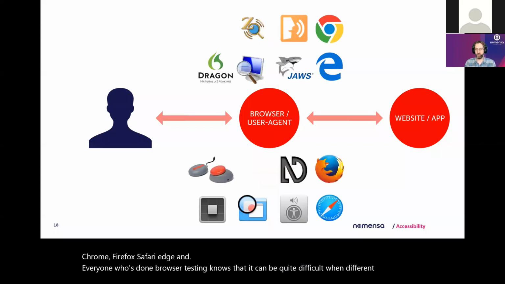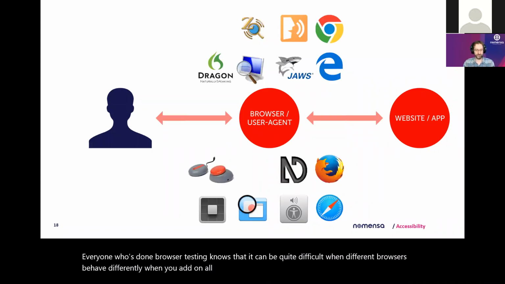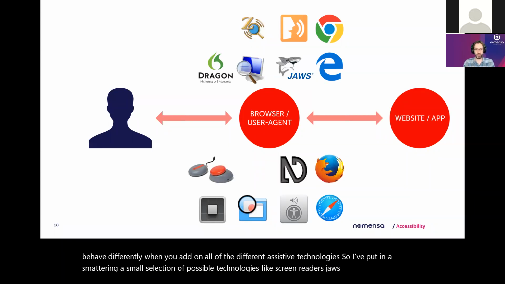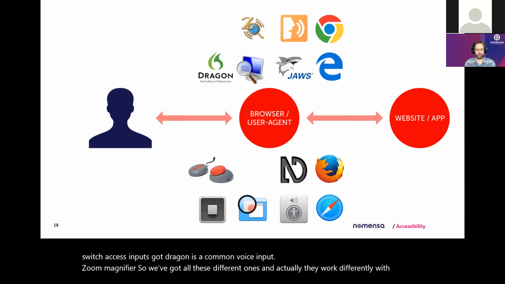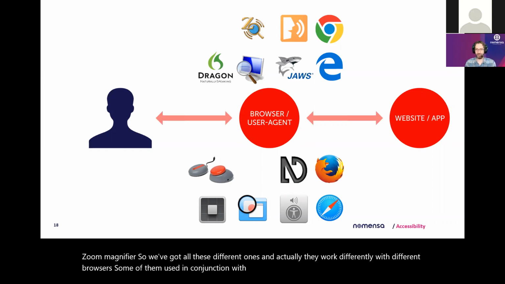When you add on all of the different assistive technologies, I've put in a small selection of possible technologies like screen readers, JAWS, NVDA, VoiceOver, switch access inputs. We've got Dragon, a common voice input. Zoom magnifier. So we've got all these different ones, and actually they work differently with different browsers. Some of them are used in conjunction with others, some used on their own. It makes browser testing look very simple. You simply can't take a device approach to testing a website for accessibility.